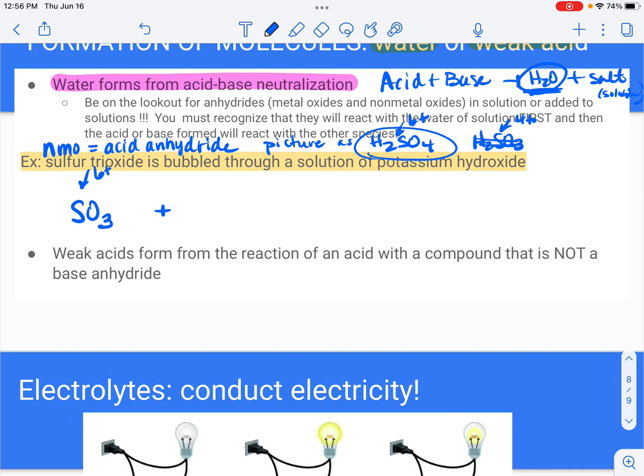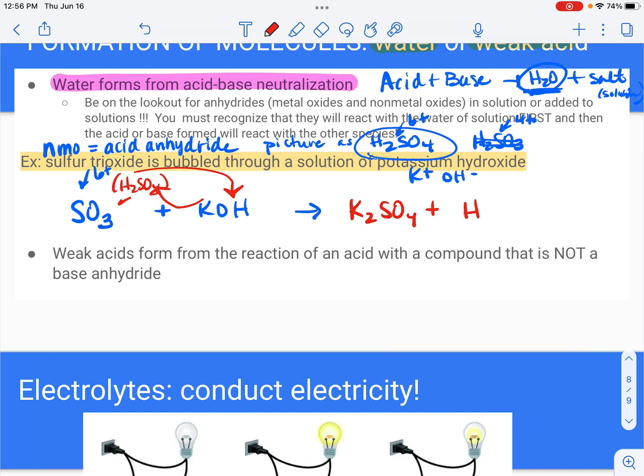So you want to picture that that's what's reacting with your potassium hydroxide. Potassium is K plus, hydroxide is OH minus, so this would be KOH. And this is complicated if you don't picture it as H2SO4. So the first thing I would do would be think of this as H2SO4. And in that case, now I can picture the double replacement reaction. So I would form hydrogen with hydroxide and potassium with sulfate.